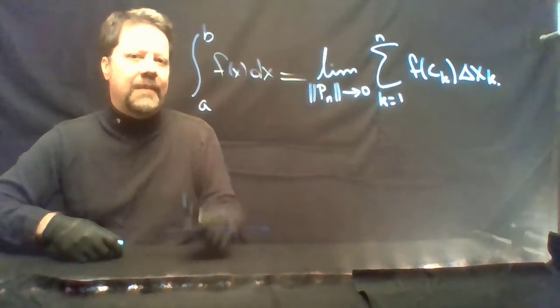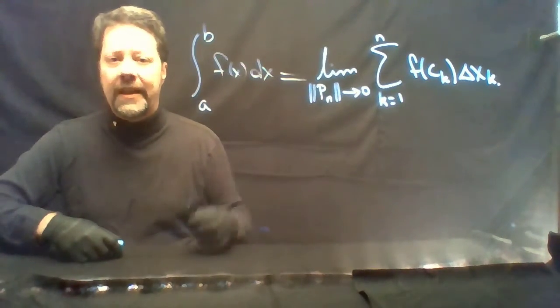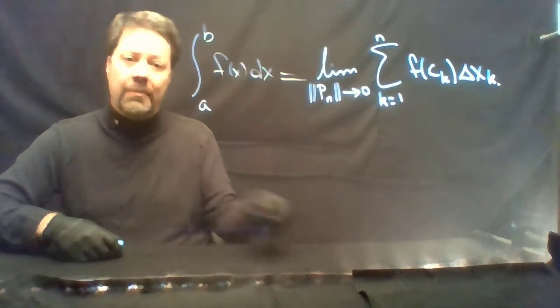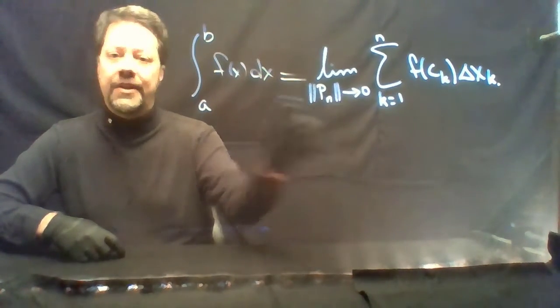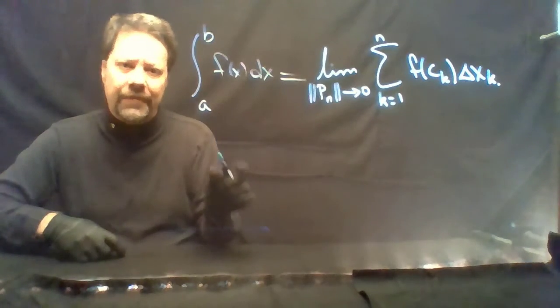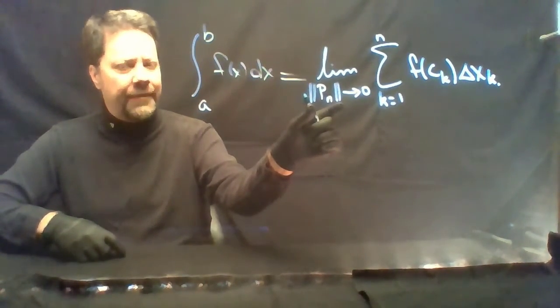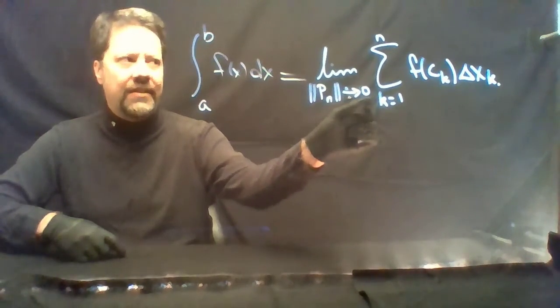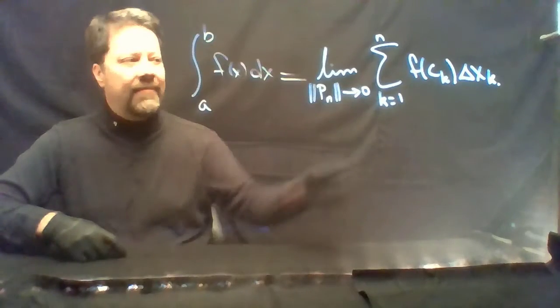They're not all the same width. And we're choosing sampling points within each of the resulting intervals in our partition. The norm of the partition is the maximum subinterval size. We're trying to guarantee that the maximum subinterval size tends to 0. As that happens, n has to go to infinity.